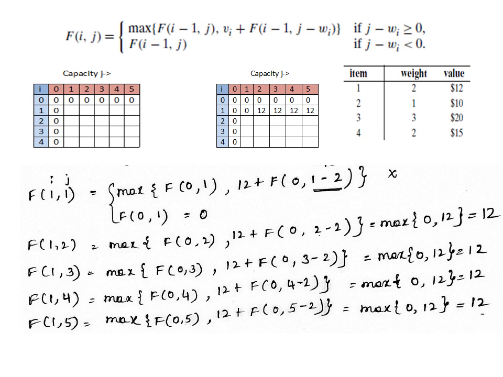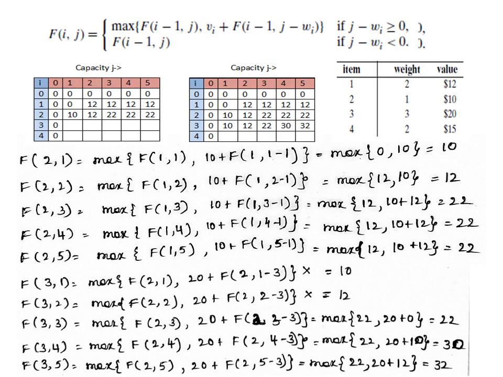Then f of 1, 5 is equal to the maximum of f of 0, 5 and 12 plus f of 0, 5 minus 2, that is f of 0, 3, which is also 0, because the first row and first column are 0. So 12 plus 0 is equal to 12. So these are the values that we have placed in the first row.